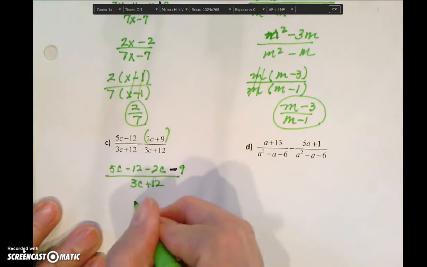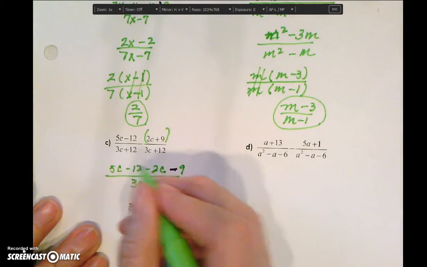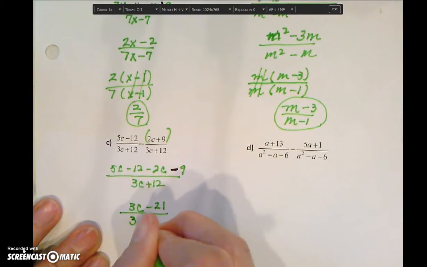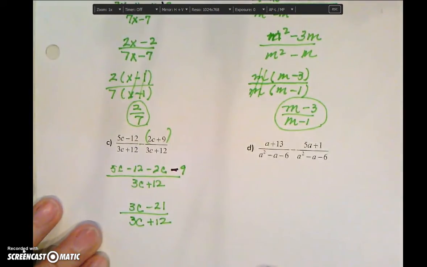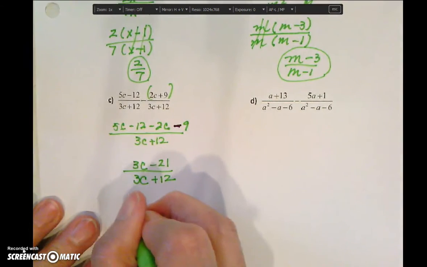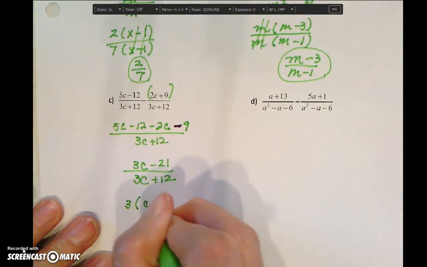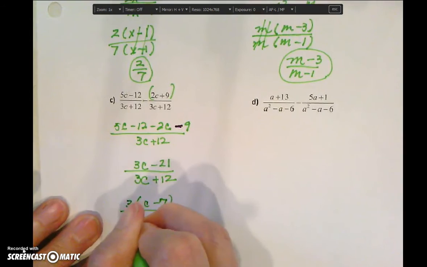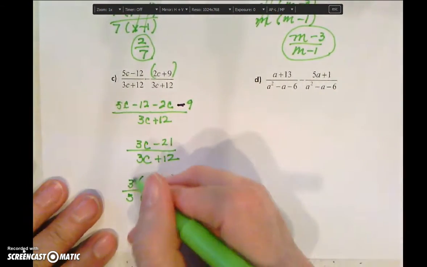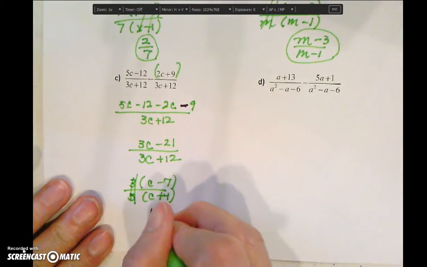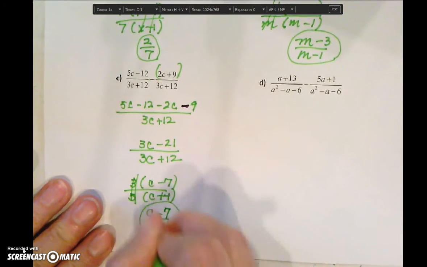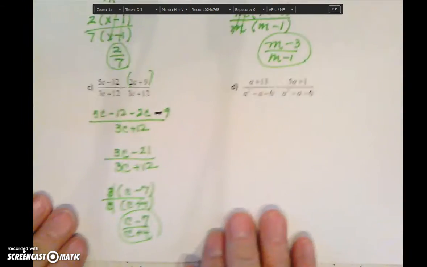5c minus 2c, that's 3c. A negative 12 and a negative 9 is a negative 21 over 3c plus 12. Now, after adding, I want to reduce, so that's 3 times c minus 7 over 3 times c plus 4. My 3's cancel, and my final answer is c minus 7 over c plus 4.